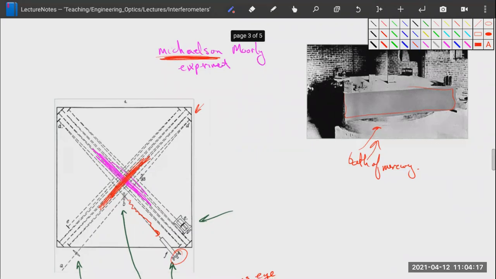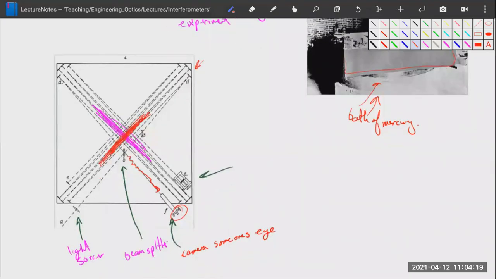And the fact was that they didn't see it, which was devastating at the time. They were like, I don't understand why this is happening. I don't understand why we can't see these changes in interference fringes. The reality is there is no ether, right? But they didn't know that. Poor guys.